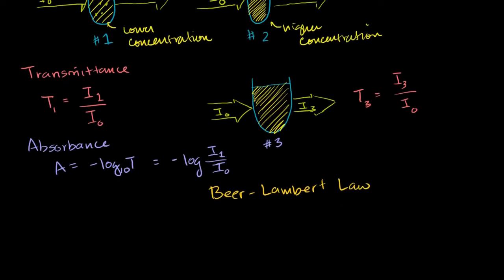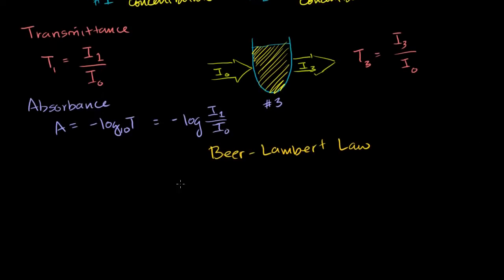The Beer-Lambert law tells us that the absorbance is proportional to the path length. So this would be how far the light has to go through the solution. So it's proportional to the path length times the concentration. And usually we use molarity for the concentration.